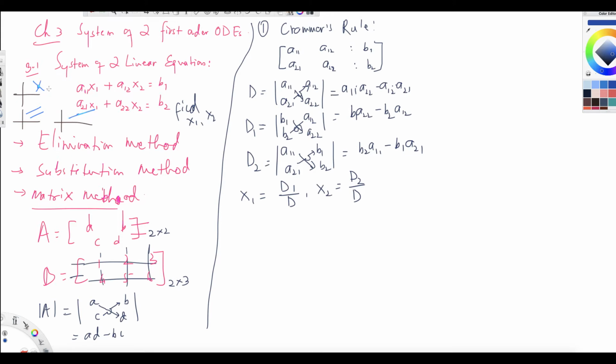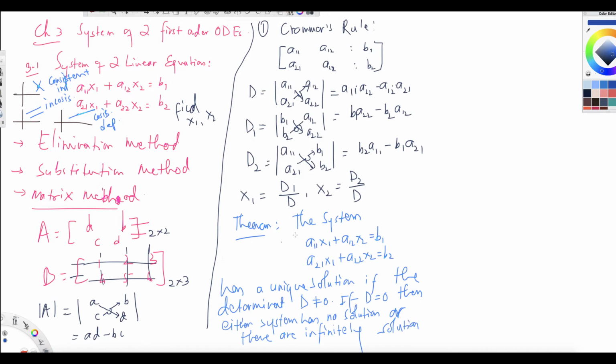This is called consistent and independent, meaning if these two equations have only one intersection point, then it is called consistent and independent. This one is called inconsistent because they are not meeting at a point, their graphs do not intersect. And this one, they are overlapping, meaning that they meet at infinitely many points. We call it consistent and dependent. This is consistent and independent, this is inconsistent, and this is consistent and dependent.